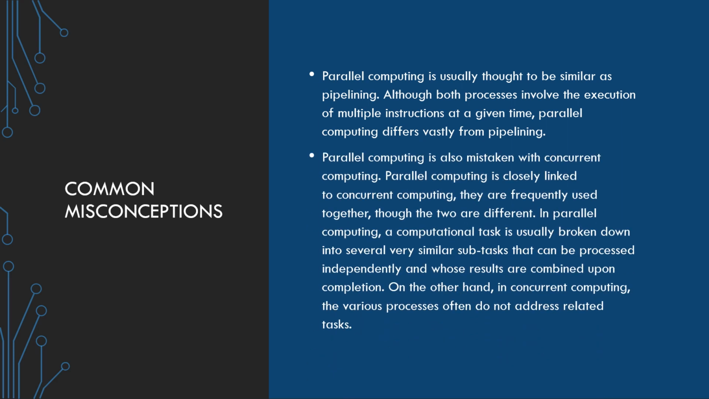Parallel computing is also mistaken for concurrent computing. Parallel computing is closely linked to concurrent computing. They are frequently used together, but the two of them are different. In parallel computing, a computational task is usually broken down into several very similar subtasks that can be processed independently and whose results are combined upon completion. On the other hand, in concurrent computing, the various processes often do not address related tasks.